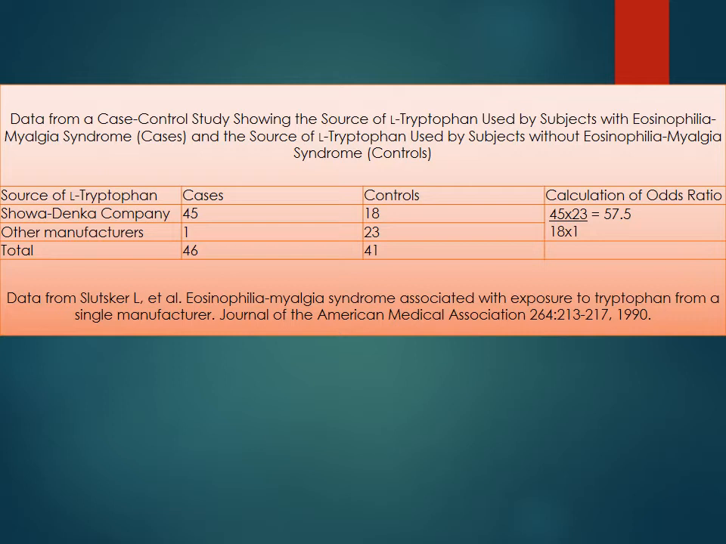Remember how that's calculated. So basically, you're going to take all the cases that occurred over the situations where the case did not occur. So in this situation, you'd have 45 divided by 18, because you're looking at the odds of someone who received this brand of L-tryptophan developing this syndrome, right?